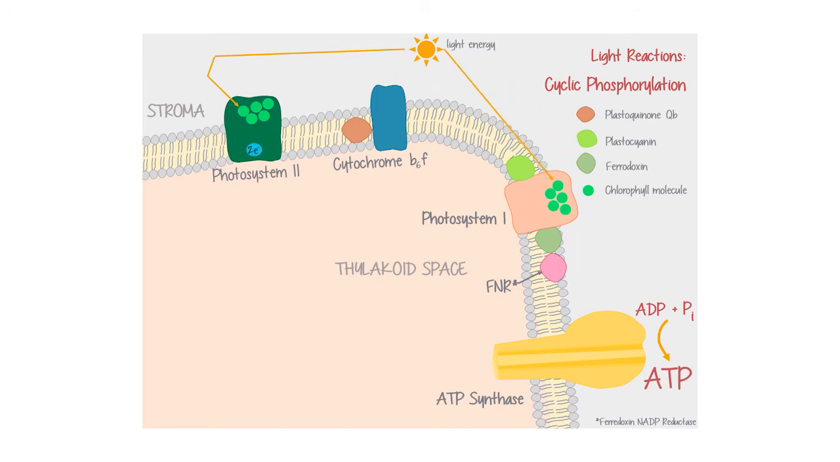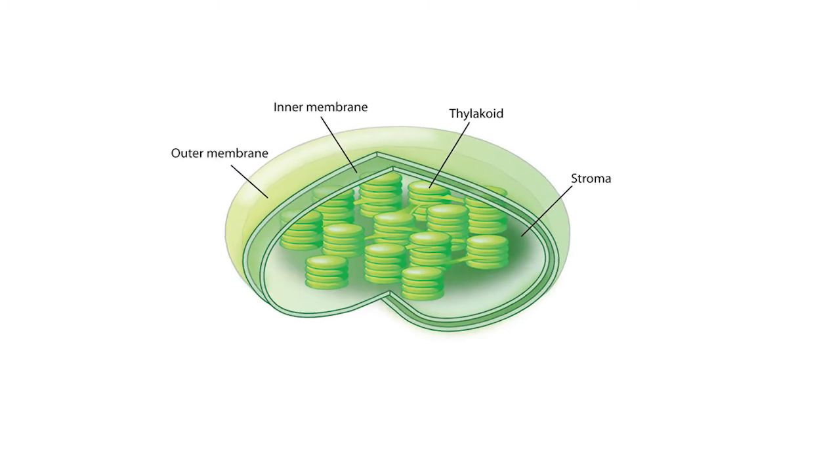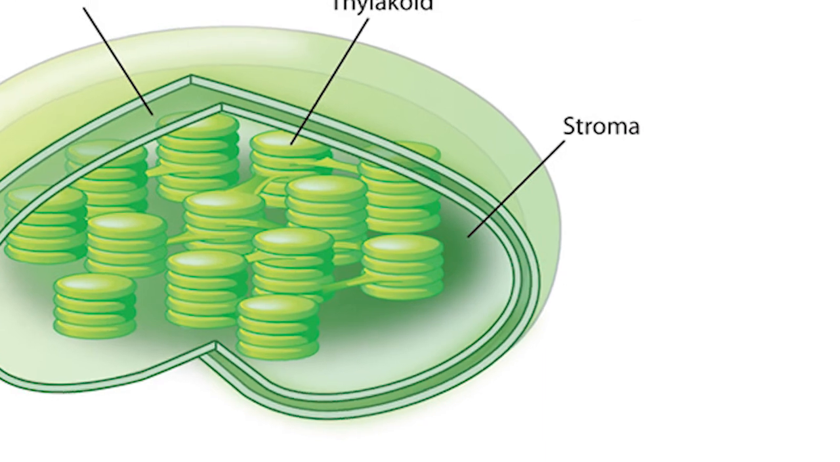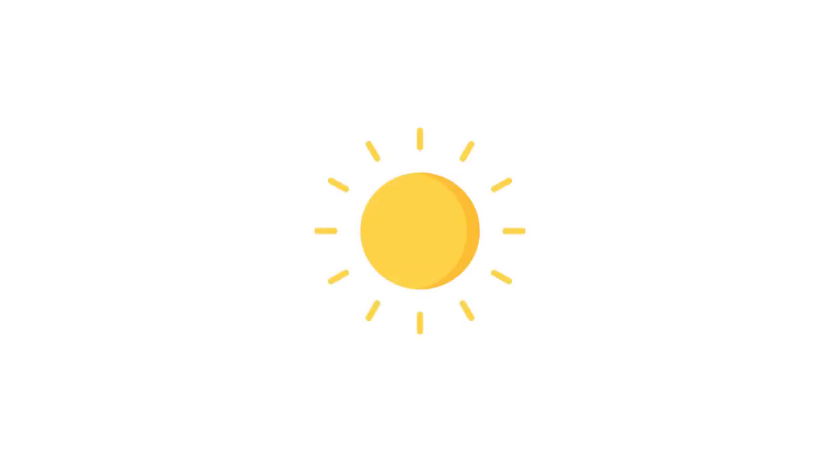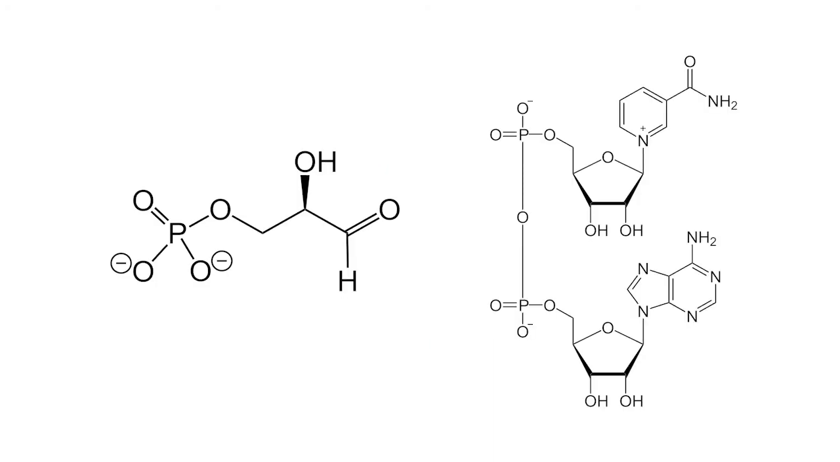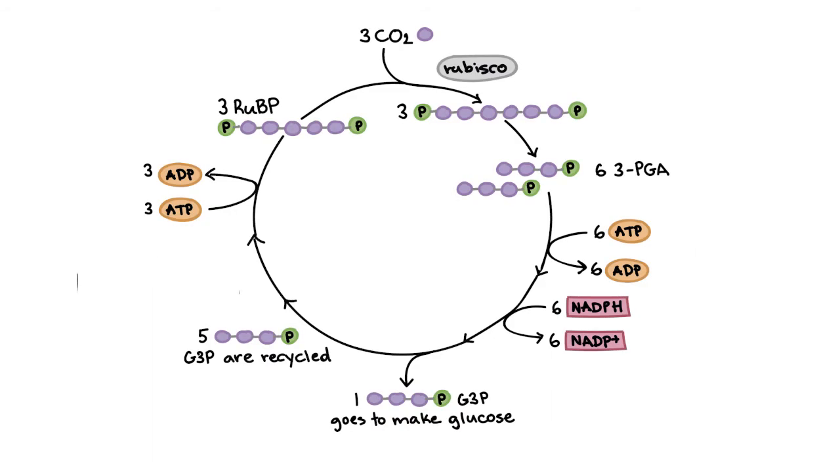Now, we move on to the second stage of photosynthesis, known as the light-independent reactions, or the Calvin cycle. These reactions take place in the stroma of the chloroplast, wherein fixed carbon atoms are used to build three-carbon sugars. Although the reactions do not directly depend on light, they are dependent on the ATP and NADPH produced in the light reactions. So what happens during the Calvin cycle?